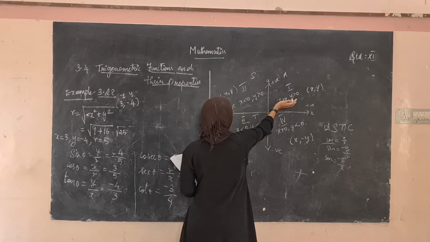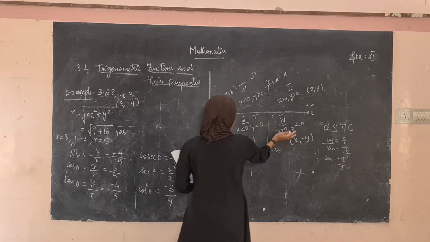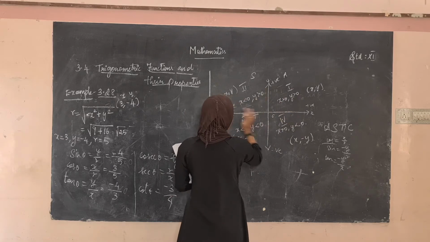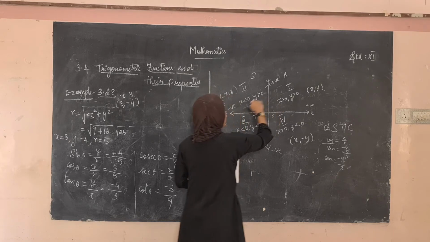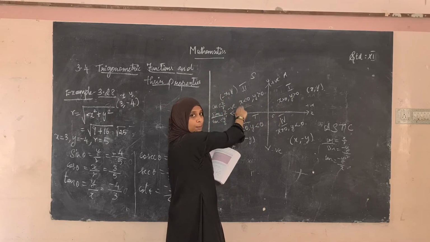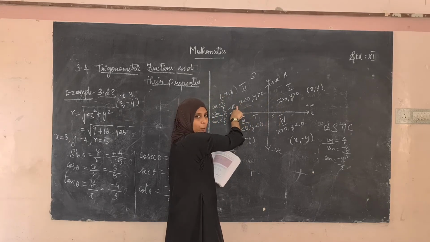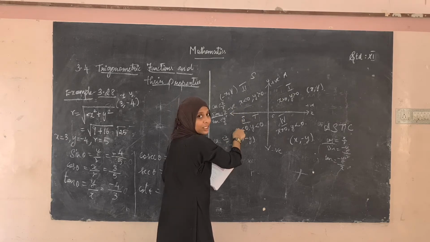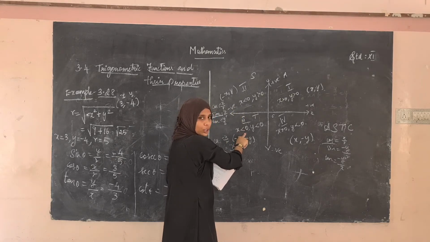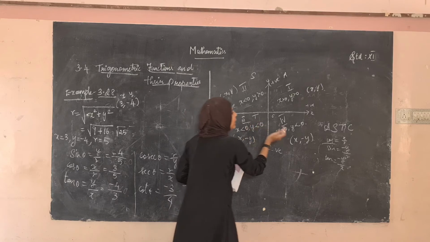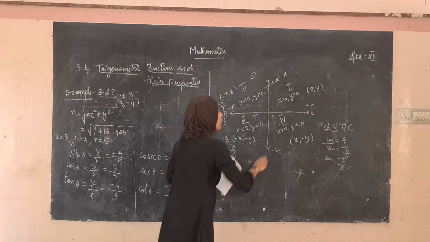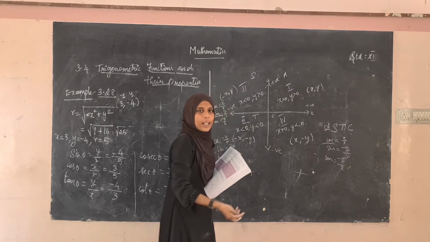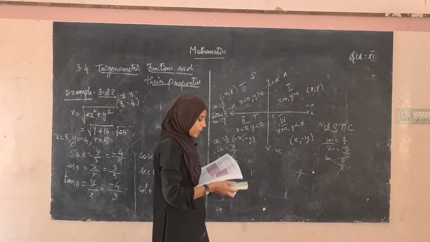This is the first quadrant, this is the second, this is the third, and this is the fourth. All students take chocolate. All means A, so all the trigonometric functions are positive. Here, students, S means sine, only sine is positive here. And the third, take, that is T, only tan is positive in the third quadrant. And then the fourth, only cos is positive here, other trigonometric functions are negative.